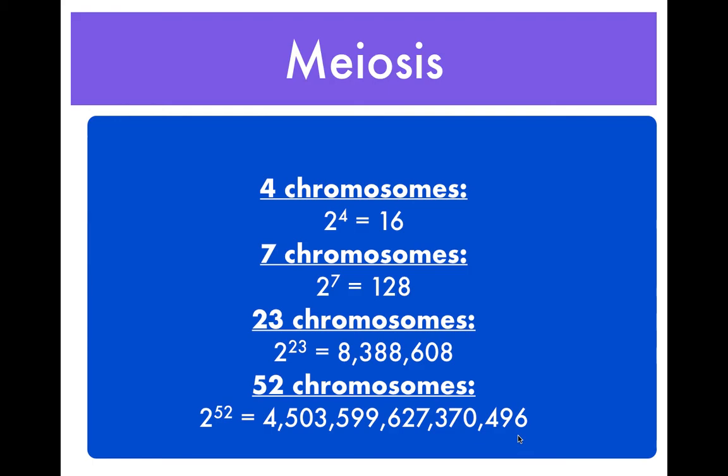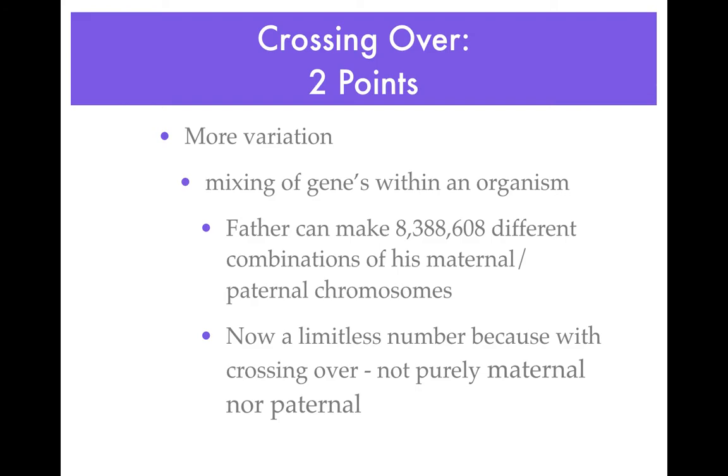But it's important to remember that this is if you just look at maternal and paternal chromosome combinations. These numbers ignore crossing over. When you add crossing over, you get even more variation. You're mixing with the genes within an individual organism. So you're not making a maternal chromosome or a paternal chromosome. You're making a chromosome that's got combinations of pieces from each one. So now we have an almost limitless number.